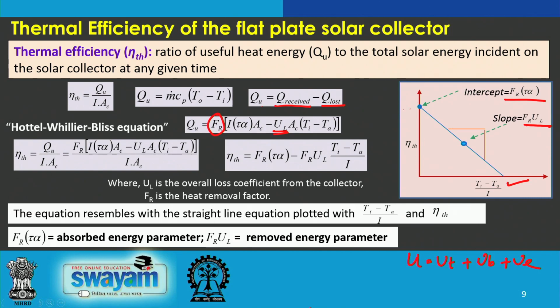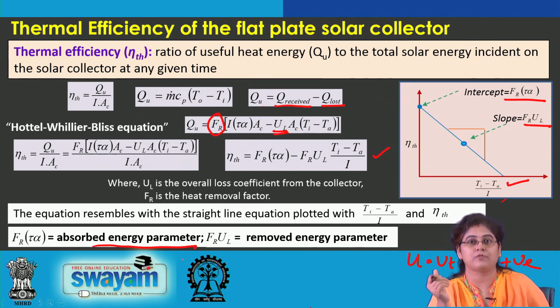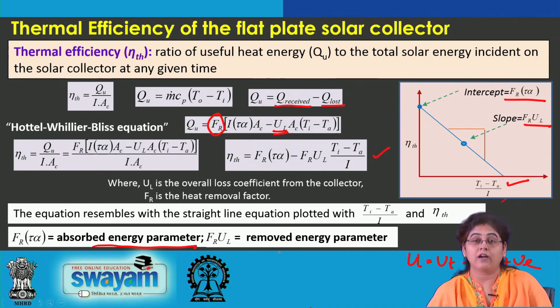So, this equation basically resembles a straight line plotted between the thermal efficiency and the temperature difference between inlet air and ambient temperature upon the radiation intensity. And FR tau alpha is known as the absorbed energy parameter, how much energy is being absorbed by the collector. Tau alpha represents the product of transmittivity and absorptivity, and FR UL is the removed energy parameter. So, considering the absorbed energy parameter and removed energy parameter from the collector, the efficiency has been calculated for the flat plate solar collector.